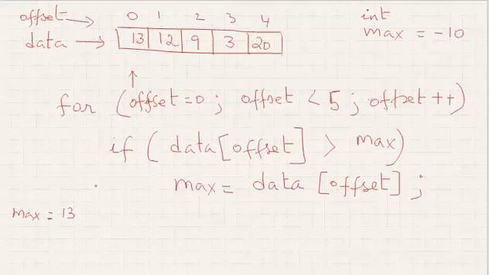Then the next time when it goes back, my offset has become 1. So what is my maximum value now? Data at 1, which is 12, is it greater than 13? No. So nothing changes. It goes back, increments the offset by 1, so offset becomes 2, then comes inside, is 2 less than 5, yes. Data at offset 2, which is 9, is 9 greater than maximum? No. So it goes back, increments offset to 3.